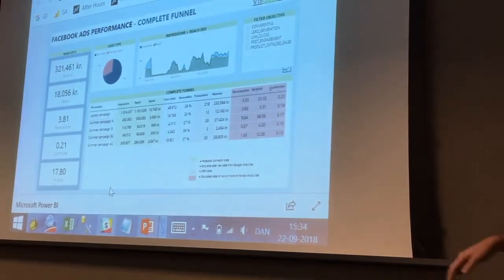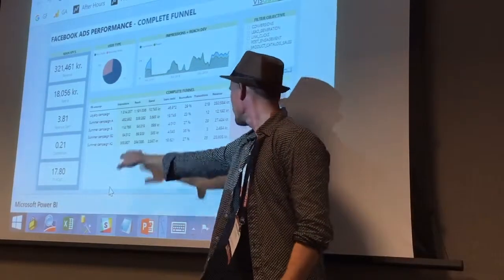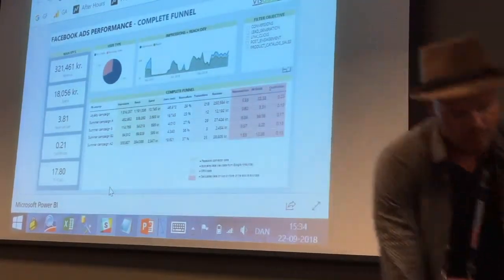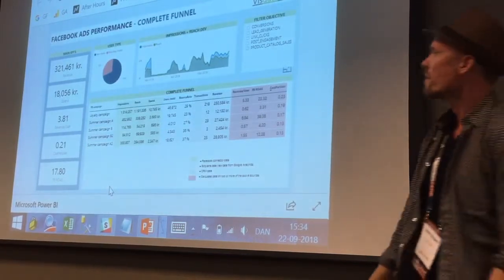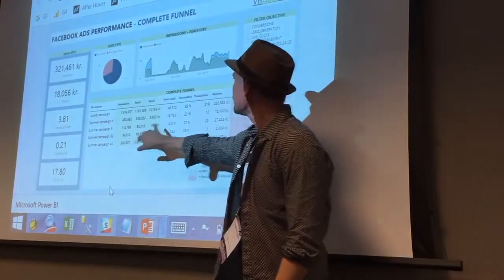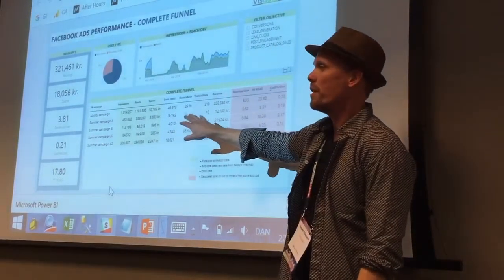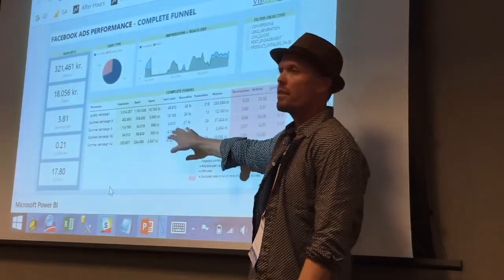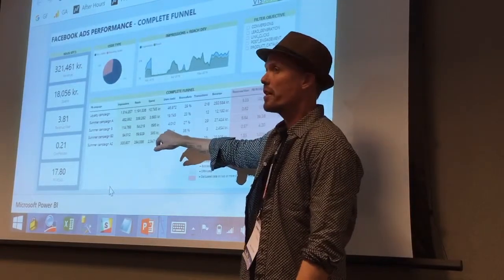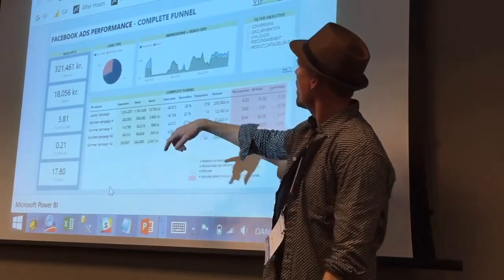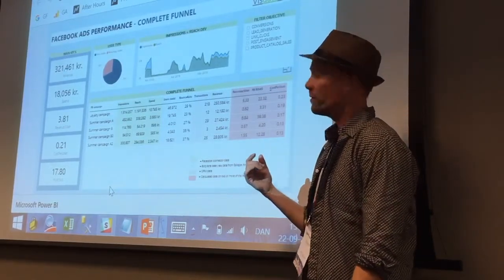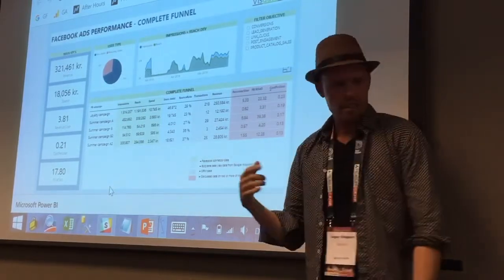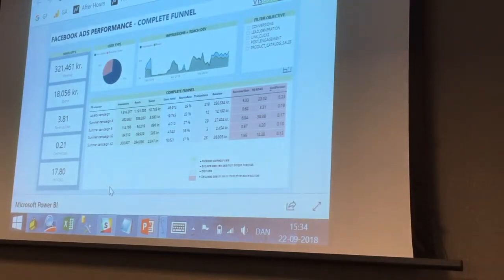The green values here are from Facebook. Then there's some from the company, the client's CRM system. Then there's data from Google Analytics. And the last one, I don't quite recall. Oh, that's calculated.